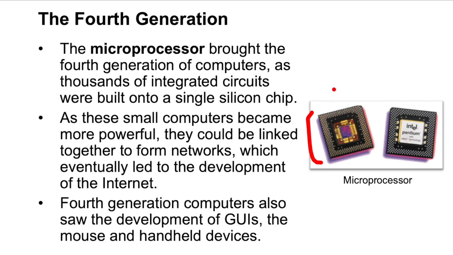So the fourth generation computers were capable of interacting with each other and forming the network. So these computers led to the development of the internet we know today. The fourth generation computers also saw the development of the graphical user interface. So on all the computers we now have the graphical user interface.